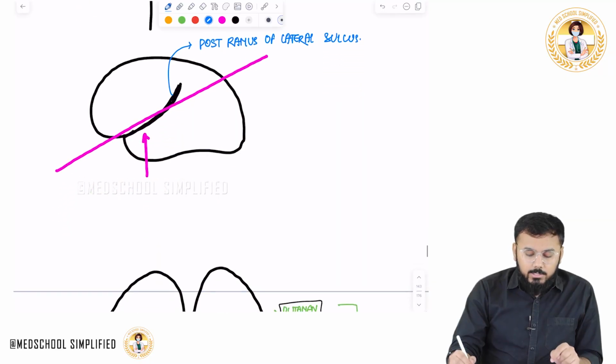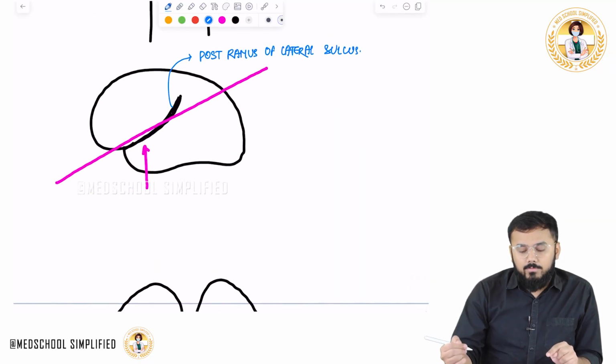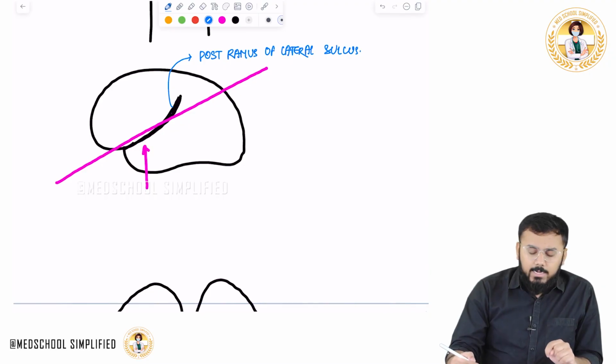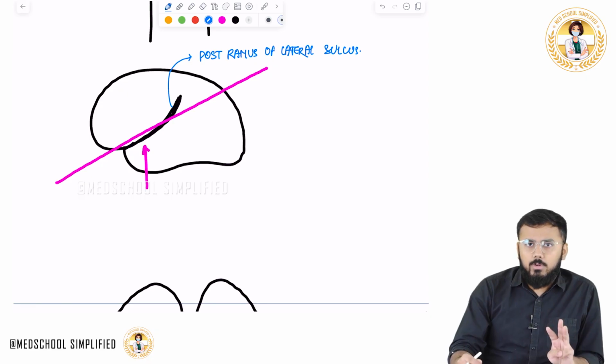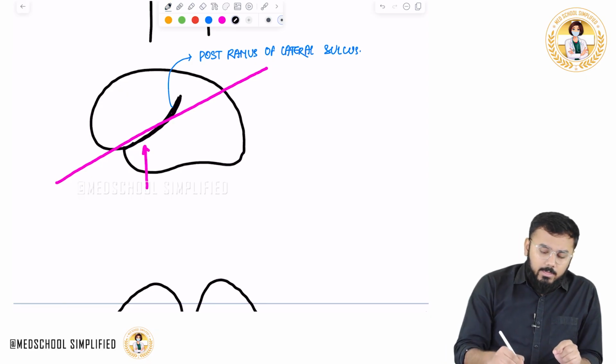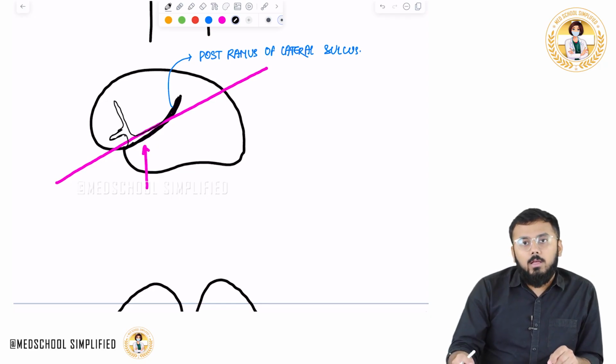The next important thing is the posterior ramus of the lateral sulcus. In the lateral sulcus, how many rami do you have? You have three rami. One goes anteriorly, upward and forward like this. This is called the anterior horizontal ramus. Another one is called the ascending ramus. And the next one is this, your posterior ramus. So there are three rami over here.